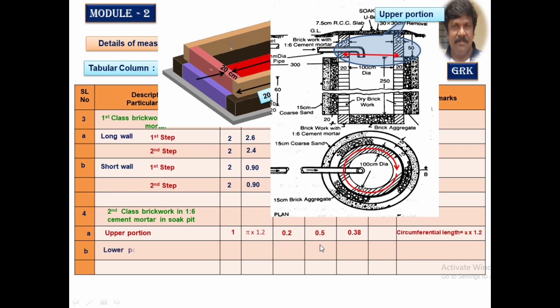Now for the lower portion also, you calculate the mean diameter, it remains the same. Circumferential length also remains the same, no change in that. Enter that. The only change you are going to find is with the thickness of the wall in the lower portion. It's 0.2 meter. Get the total quantity of the second class brickwork for the soak pit.